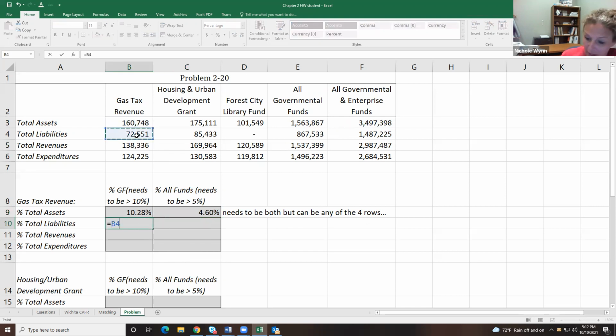So then we would do liabilities divided by here. And that you don't even have to do this one over here, but we'll go ahead and do it anyway. And then total revenue divided by all revenue, and gas tax revenue divided by all here. Oh, nope, nope. Expenditures divided by all governmental. Nope.